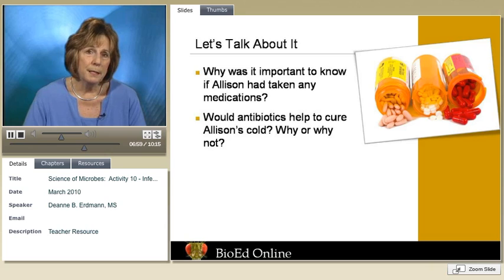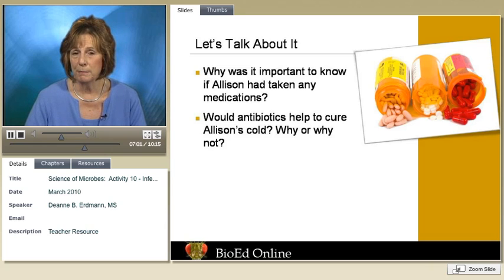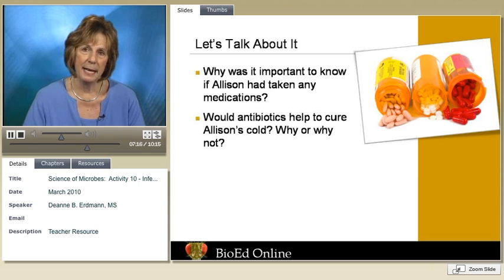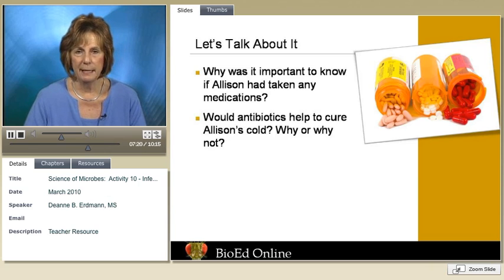Was it important to know if Allison had taken any medications? Well, of course. If she had taken some sort of a painkiller that helps diminish headaches or helps diminish fever, then that might be masking a symptom that Allison really has. So it's important to know, did you take some Tylenol before you went to the doctor, and even though you don't have a fever, maybe you did have a fever prior to taking that.